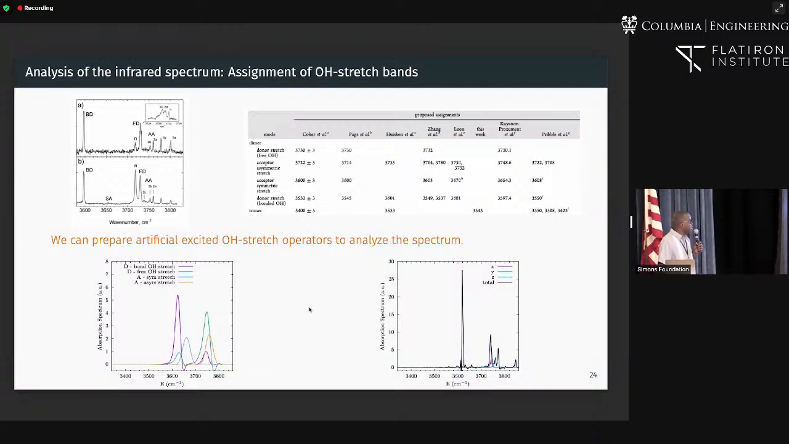So we are really able to say, okay, these specific peaks that you see on the spectrum come from this specific vibrational mode. And this is not something you could have been able to do if you were just using a classical dynamic simulation without prior knowledge of the wave function.